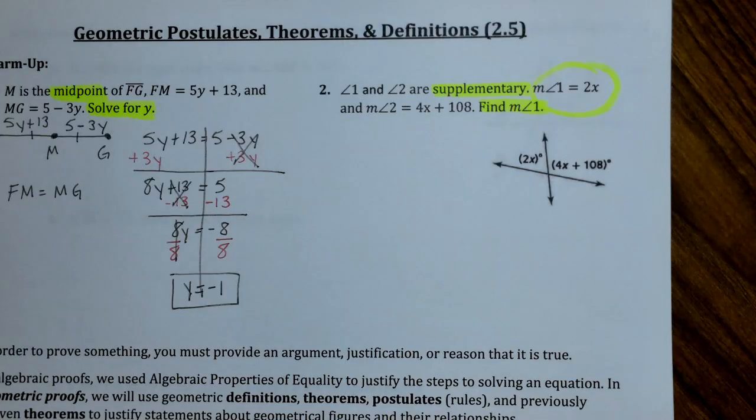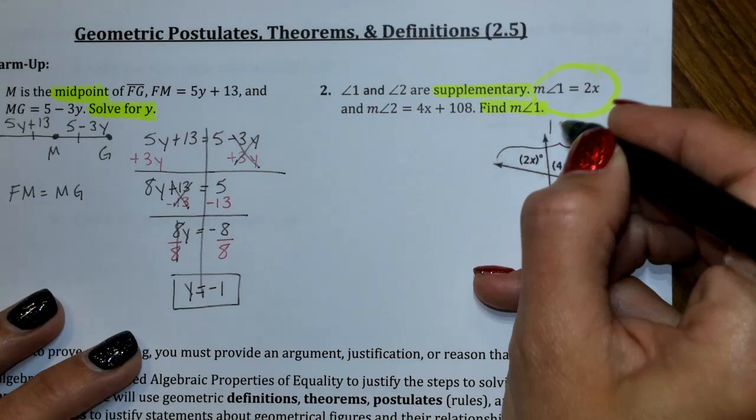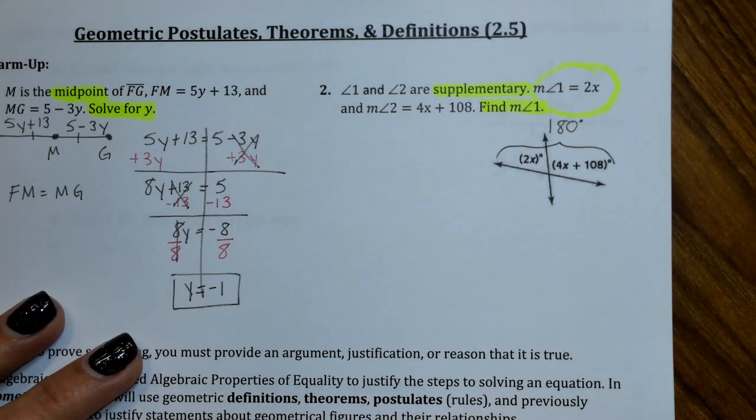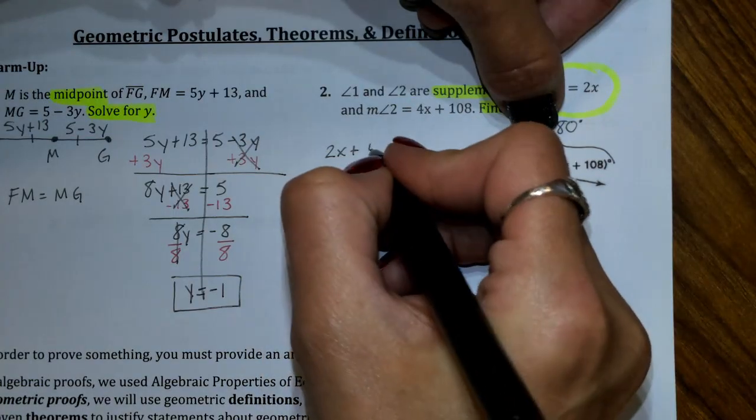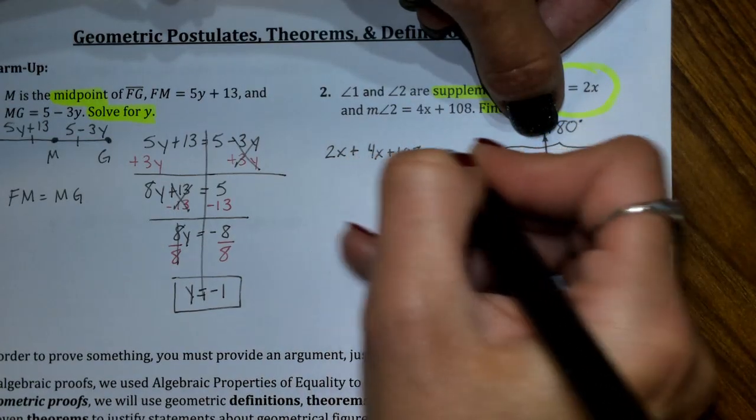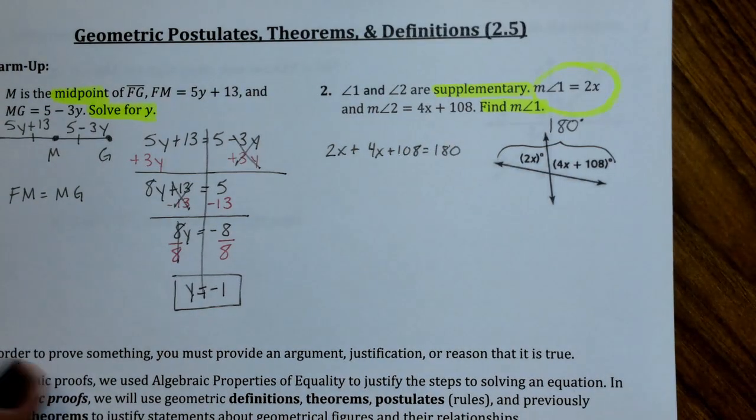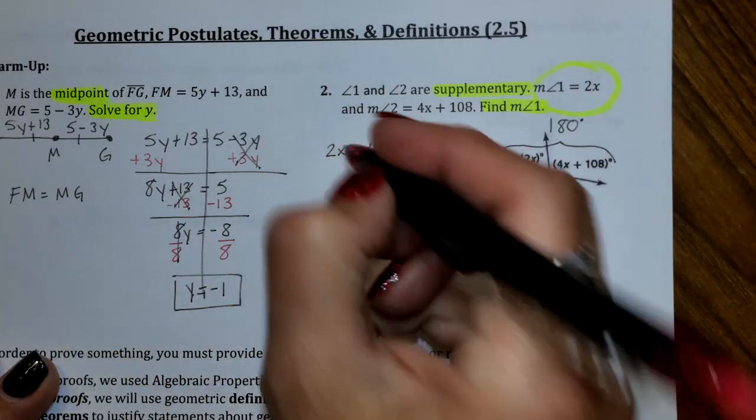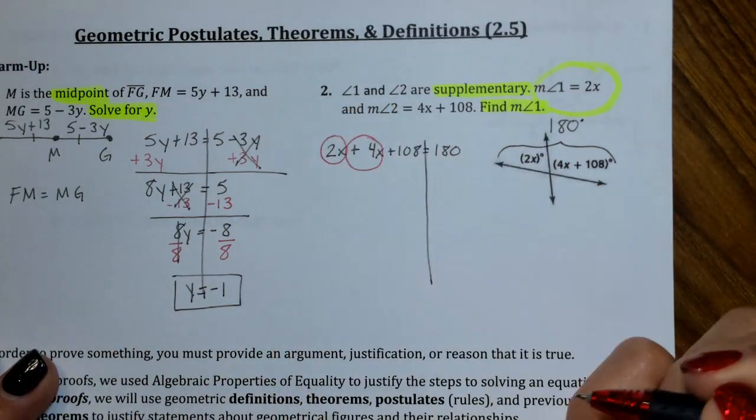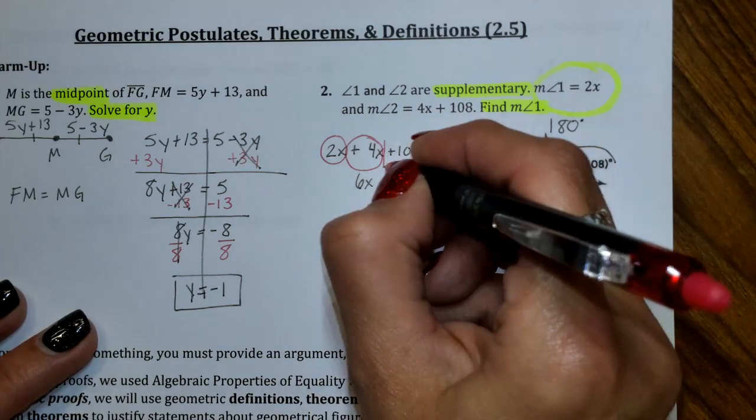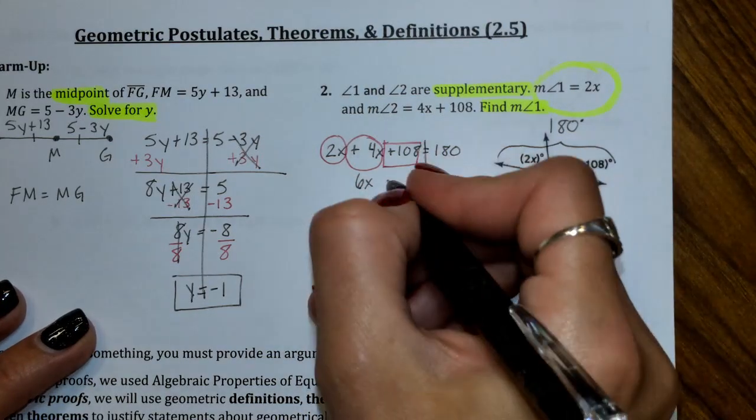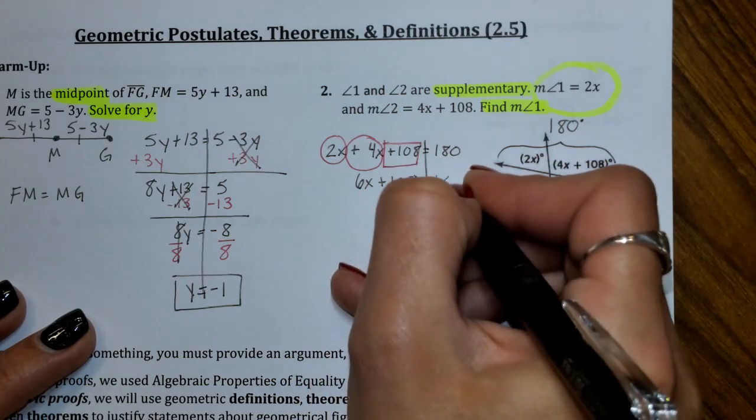Number 2, angle 1 and 2 are supplementary. Okay, and they have a diagram for us. Well, we know that supplementary angles add to equal 180 degrees. So we're going to take your 2x plus the 4x plus 108 all equal to 180. First thing, we cannot do anything until we clean this side up. We need to combine our like terms. We have 4x's and 2x's, giving us a total of 6x's. And then our constants, it's just the 108. So we bring that down, equal to 180.